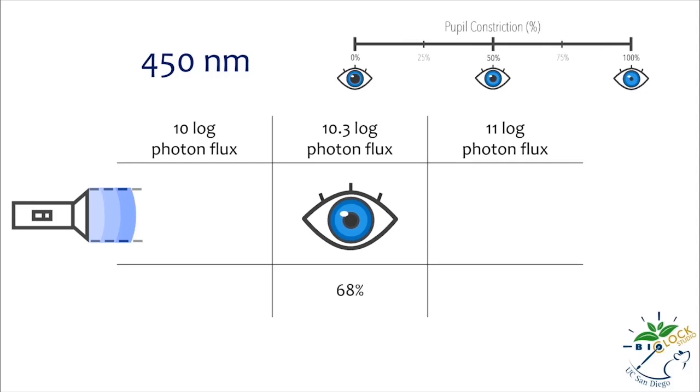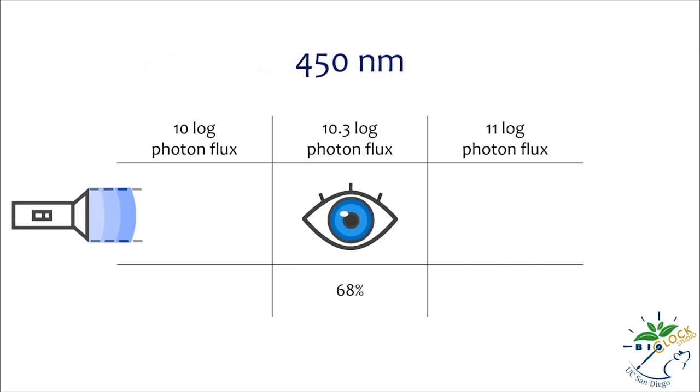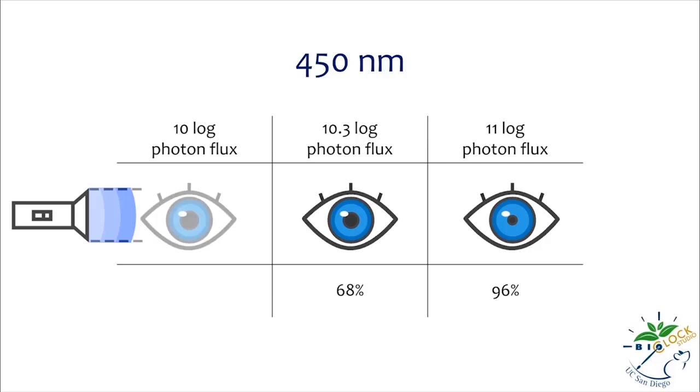Now, if we use a light pulse of the same wavelength, but with the 5 times higher intensity of 11 log photon flux, we can see that the pupil constricts 96%, more than it did with a 10.3 log photon flux light pulse. Similarly, when we repeat the 450 nanometer light pulse, but use an intensity of 10 log photon flux, which is half of the first light pulse, we get a pupil constriction of 44%, which is a lower degree of pupil constriction than at higher intensities.